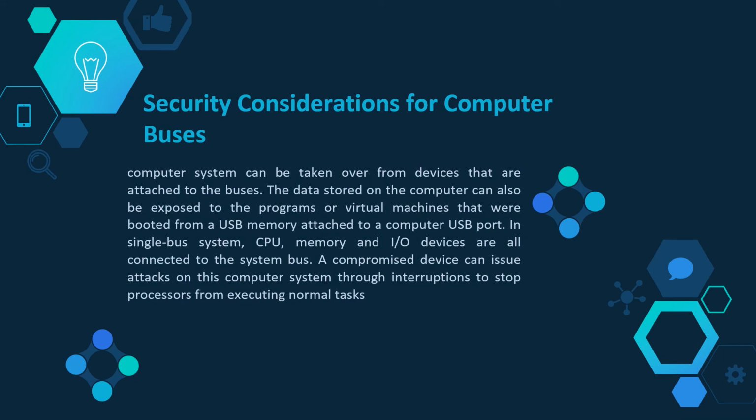Next is security considerations for computer buses. A computer system can be taken over from devices that are attached to the buses. The data stored on the computer can also be exposed to the programs or virtual machines that were booted from a USB memory attached to a computer USB port. In single bus systems, CPU, memory and input-output devices are connected to the system bus. So a compromised device can issue attacks on this computer system through interruption to stop processors from executing normal tasks.